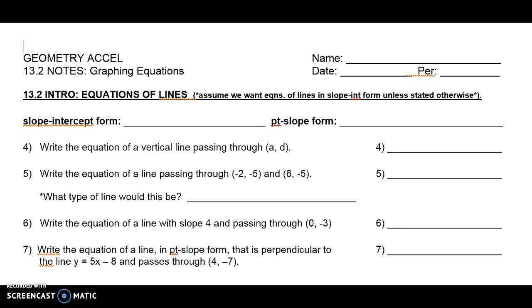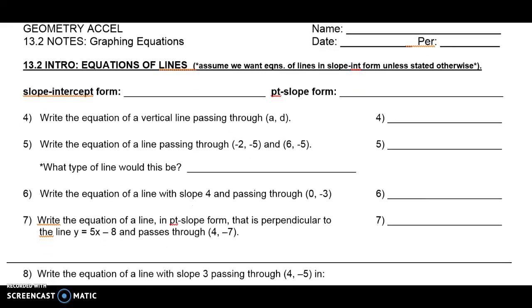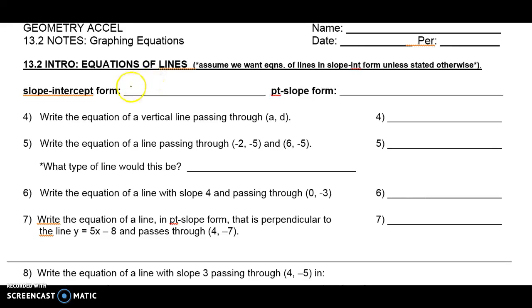Part 2 of today still deals with graphing equations and writing equations of lines. In this portion, we're just going to experiment with a couple of these forms, which we have slope-intercept form, which we talked about already, y equals mx plus b, and then we also have point-slope form, which are both basically just a derivative of the other. So y minus y1 equals m parentheses x minus x1.